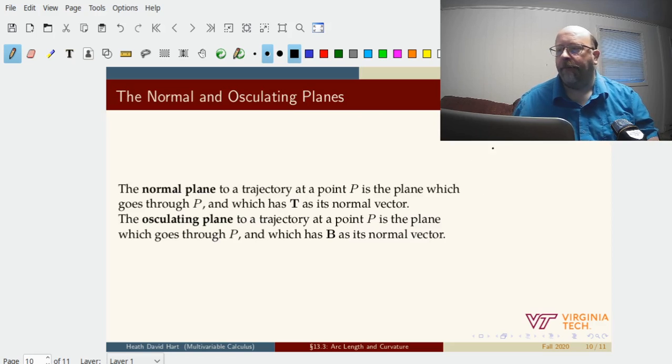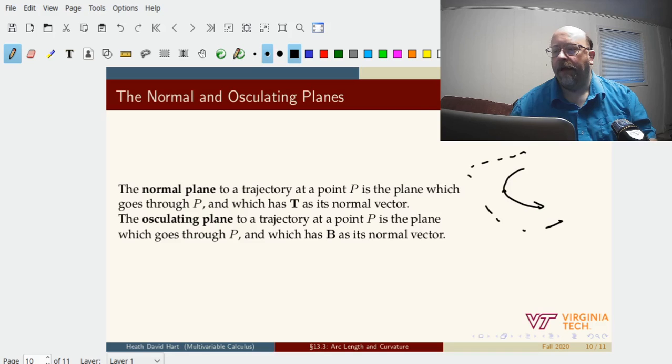Last little bit here. Let's go back to our diagram that we had earlier, where we have a trajectory that's moving in space. And let's say we're at this point on the trajectory. The tangent vector comes out in front of the trajectory. The normal vector points inwards, and the binormal vector points straight up out of the plane.